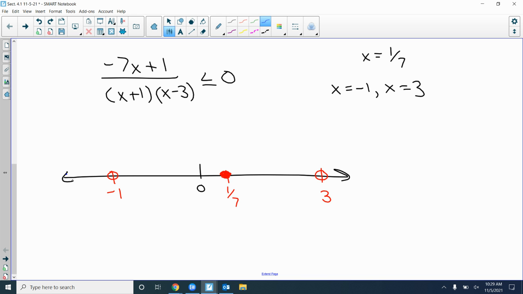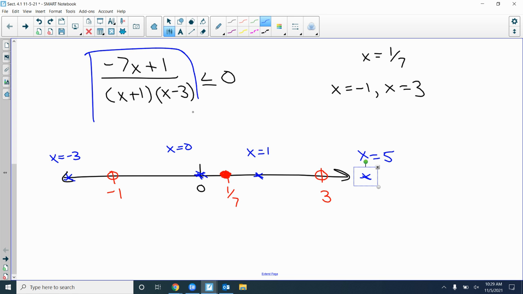Now I just need a test point. x equals negative 3. x equals 0. x equals 1. And then x equals 5 for those. And I'm going to plug it into here and just see what my signs are. Let's start with negative 3. Negative 7 times negative 3 is 21 plus 1, positive value. Negative 3 plus 1, negative. Negative 3 minus 3, negative. So in the end, that whole thing's going to be what? Positive, because a negative times a negative is positive.